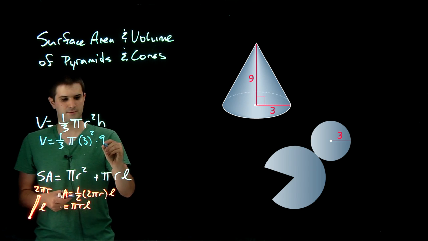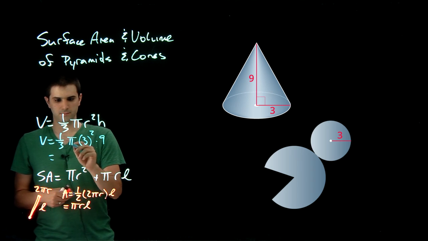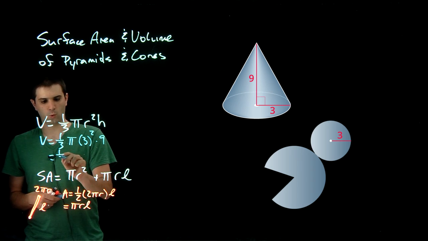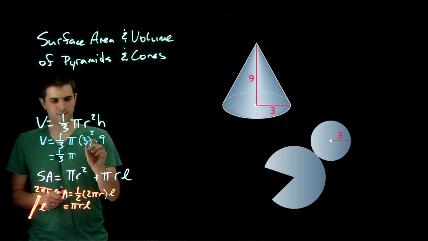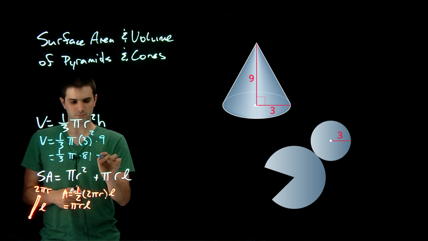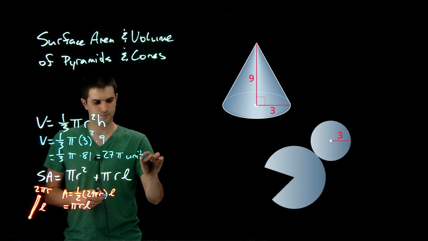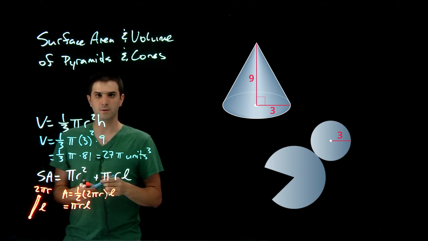H is 9. Okay, so we just finish off the problem here. We get 1/3 pi, this is 9. 3 squared is 9, times 9 is 81, which equals 27 pi units cubed.